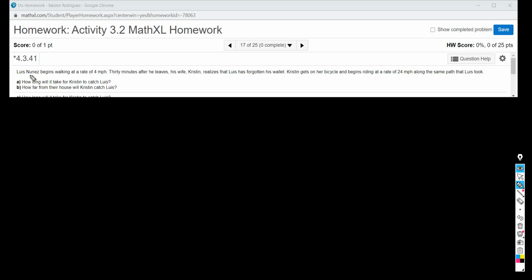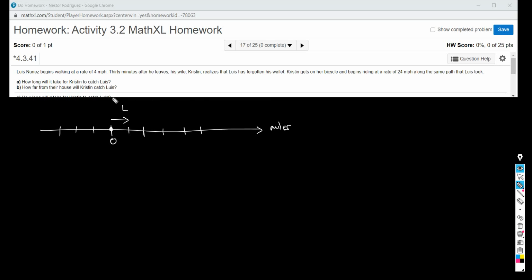We have the following. Luis Nunez begins walking at a rate of 4 miles per hour. So same thing. I'm gonna place my road or my highway or whatever, and I'm gonna say, okay, this is my origin, and I'm gonna say that Luis starts walking from this point. In what direction, it doesn't matter, but let's use the right direction. So Luis is coming in this direction. 1 mile, 2 miles, 3, 4, 5, etc. Minus 1 mile, minus 2 miles, minus 3 miles, etc.